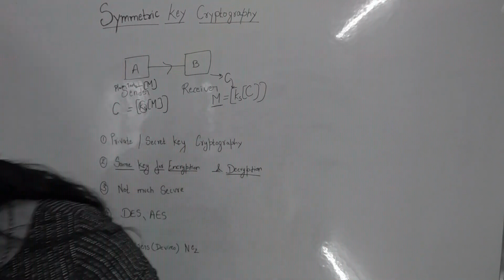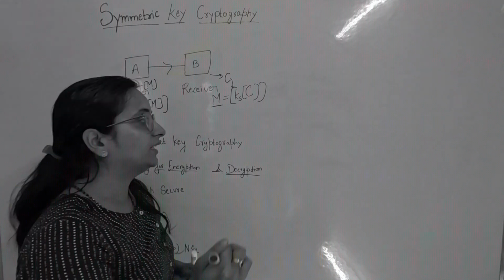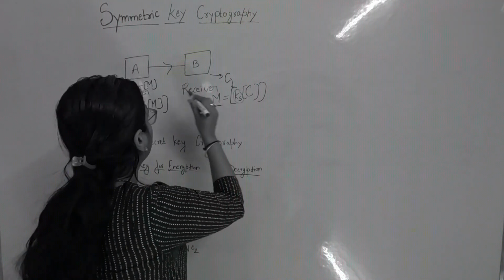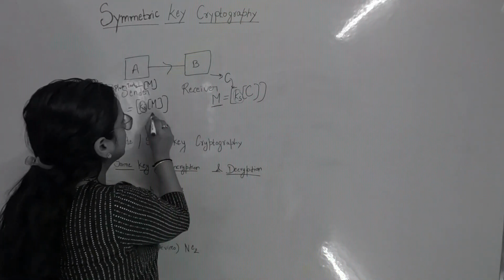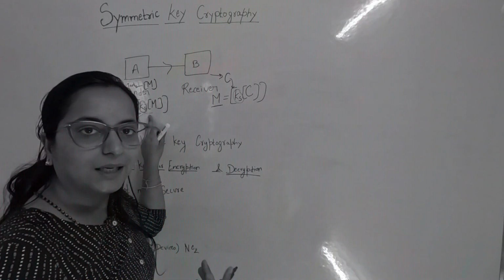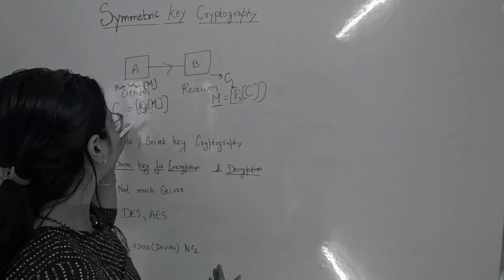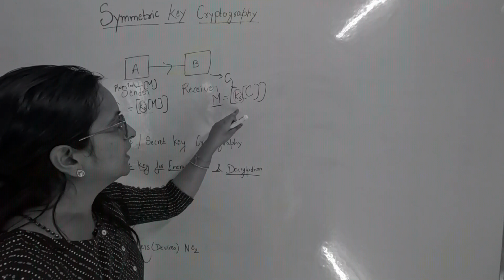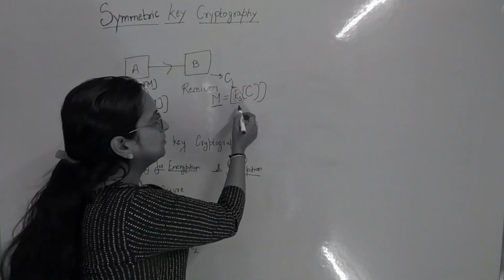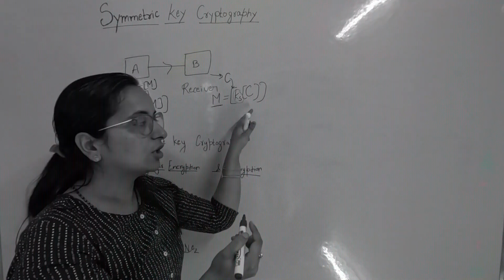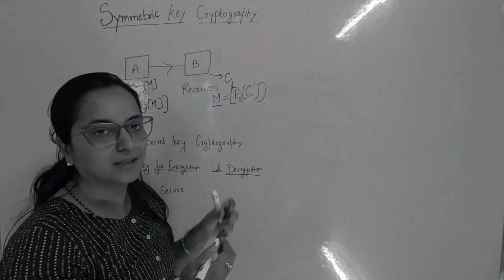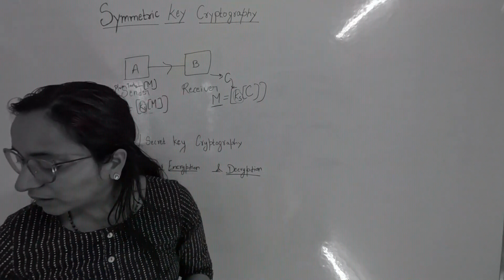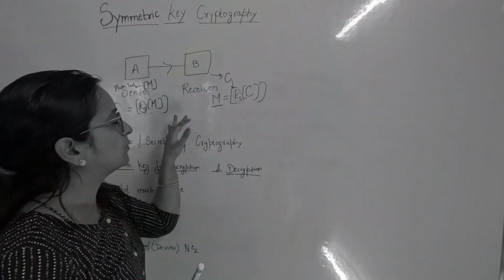The main point here is that only one key is used, key KS and key KS. KS was used for encryption, where the message is encrypted to cipher text, and B has also used the same key KS for the decryption of this cipher text and getting the message M. So the main point is that only one key is used for both encryption and decryption.